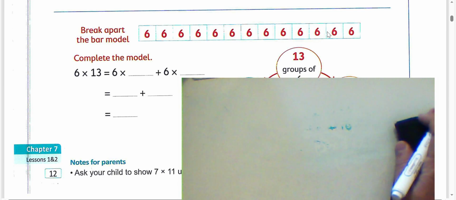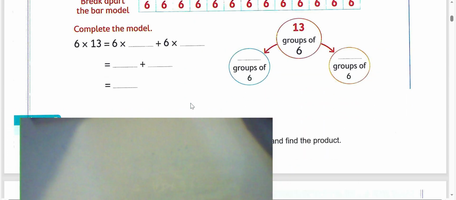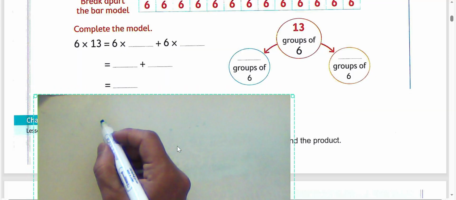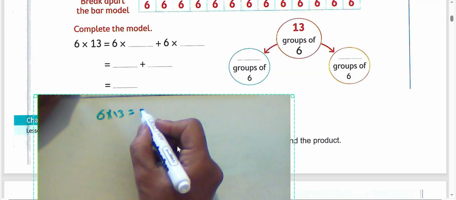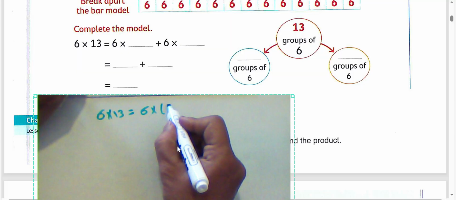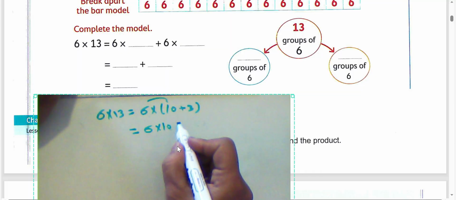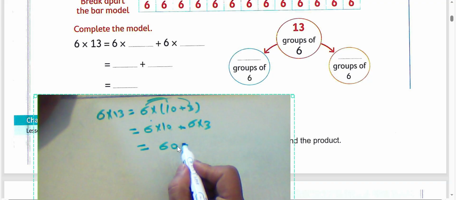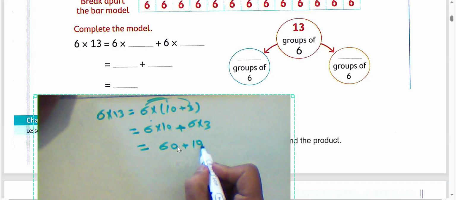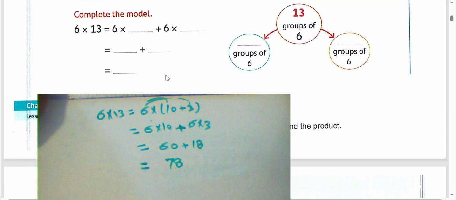Next question down. 6 times 13. We can divide 13 into two parts like this. 13 times 6, write 6 multiplied by 13 equals 10 plus 3. Write 6 multiplied by 10, distributive, and 6 times 3. 6 times 10 is 60 and 6 times 3 equals 18. You can add 8 plus 0 equals 8, 6 plus 1 equals 7. Then the result will be 78.